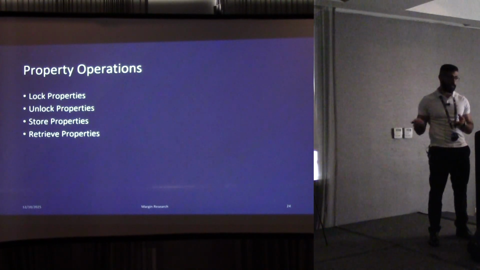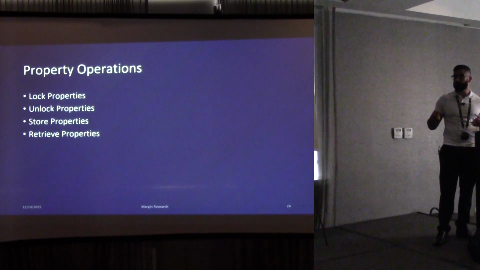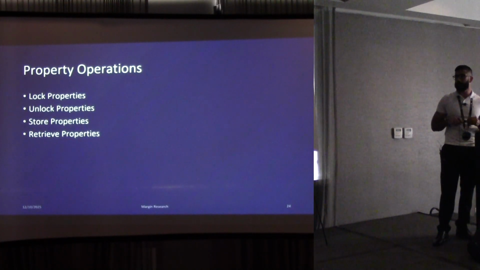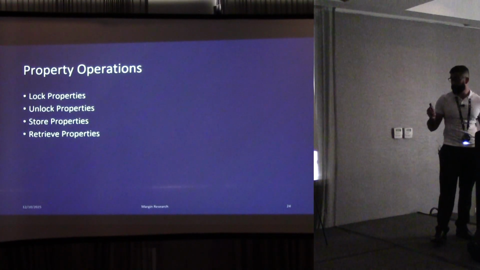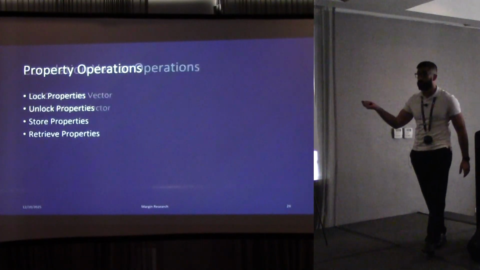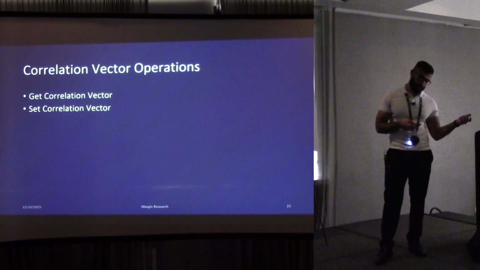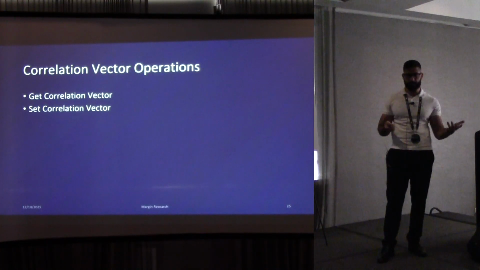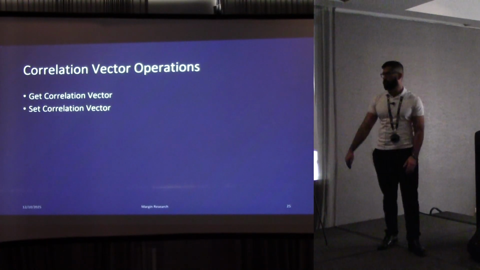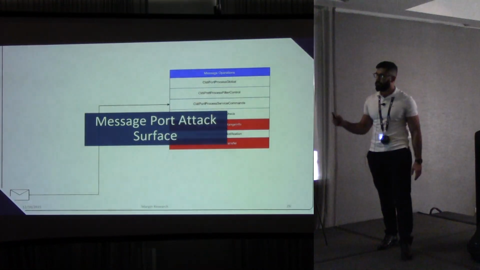So this is not documented. It's harder to reach. And usually when things are harder to reach, people are going to be lazy and just not look there. I was one of those people, by the way. So, with correlation vectors, they're used to track telemetry information. So you can set and get the correlation vector that's stored.